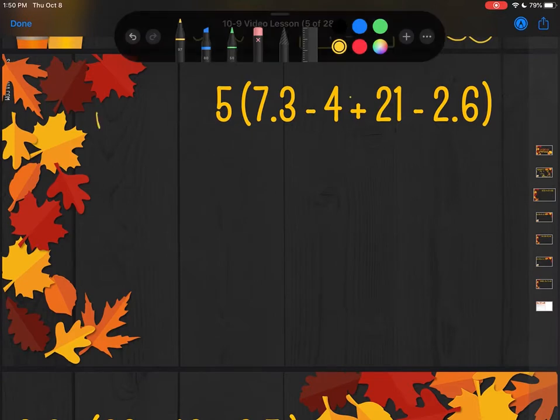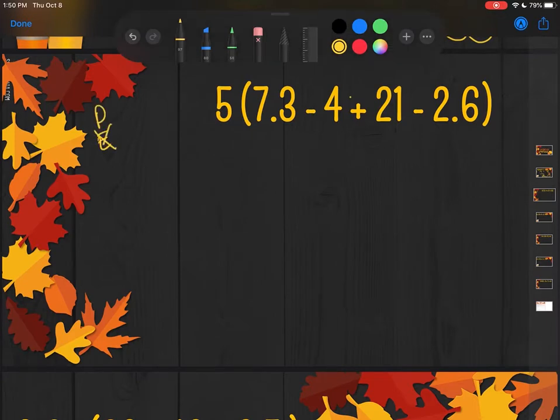All right. So first off, I have to think PEMDAS, parentheses. We don't do exponents. Multiply and divide from left to right, add and subtract from left to right. All right, so first off, I'm going to look at my parentheses, all right? I've got these whole parentheses.